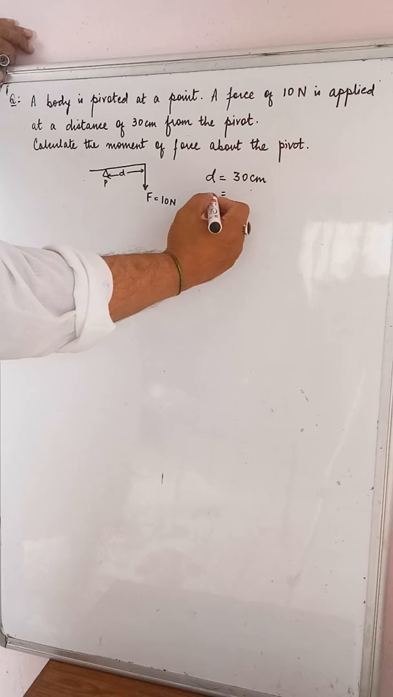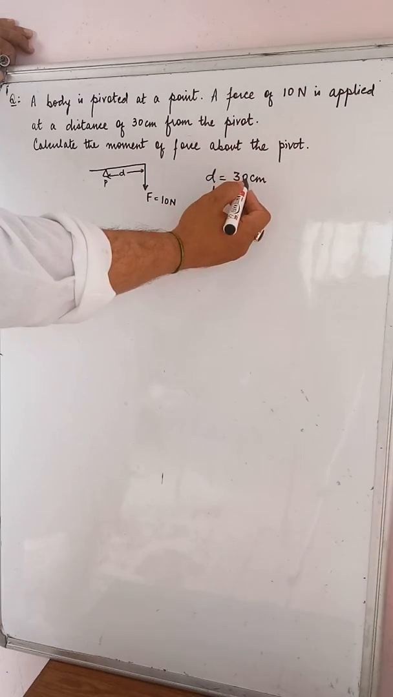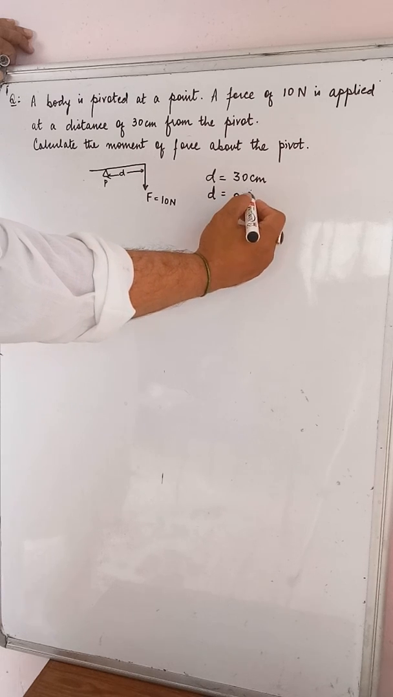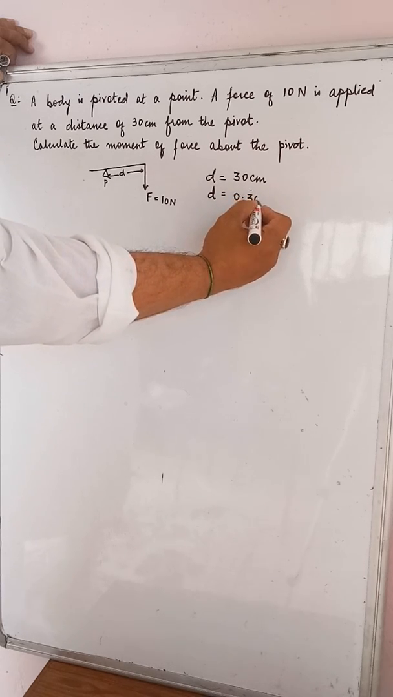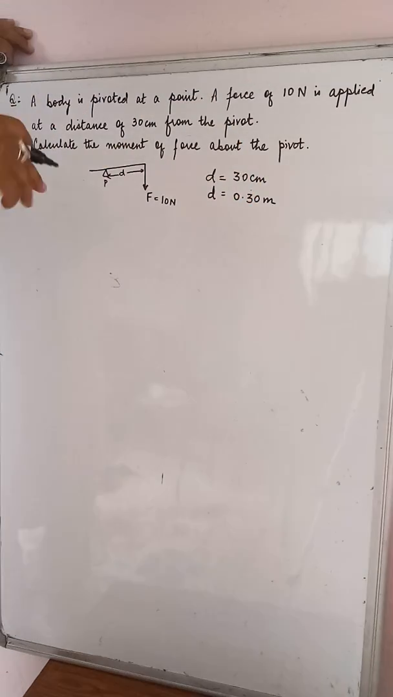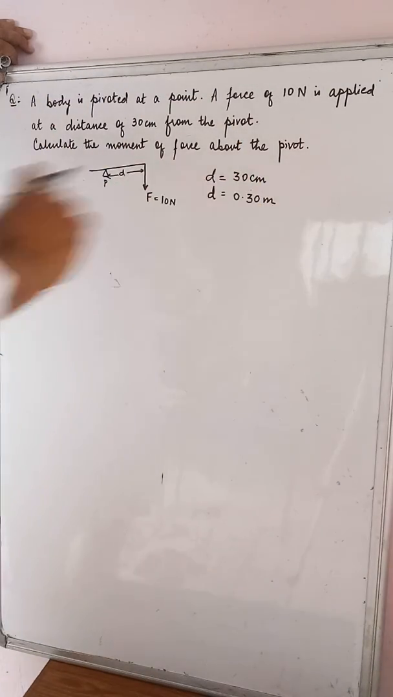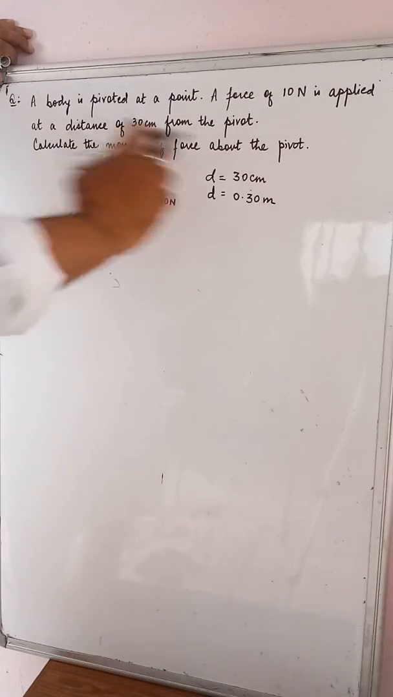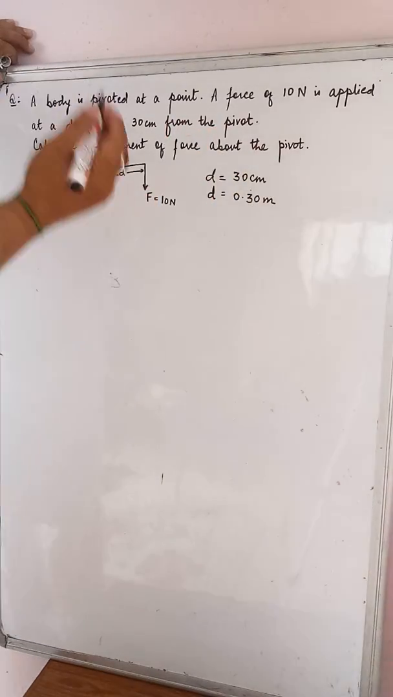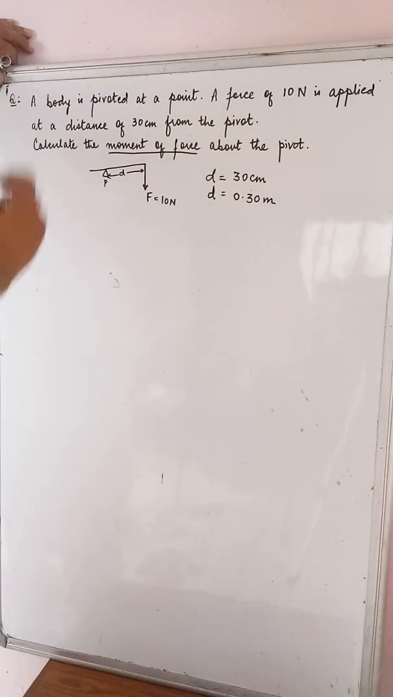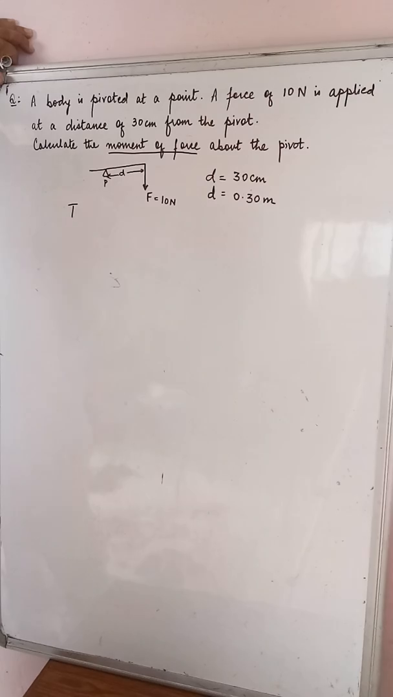So the first thing that you do is you convert this into SI system, so that will become 0.30 meters. Obviously since this is centimeter, you divide it by 100, you bring that information into SI unit, which is 0.3 meters. So what are they asking now? Calculate the moment of force. So moment of force basically means torque.